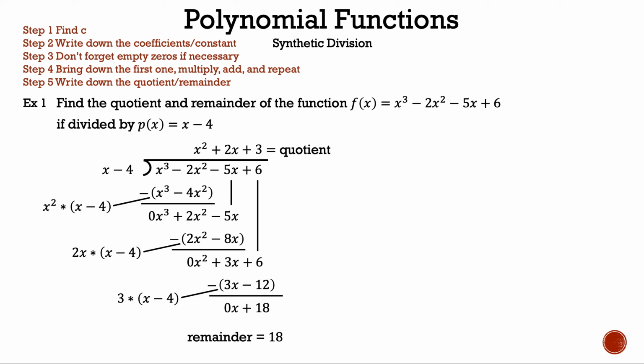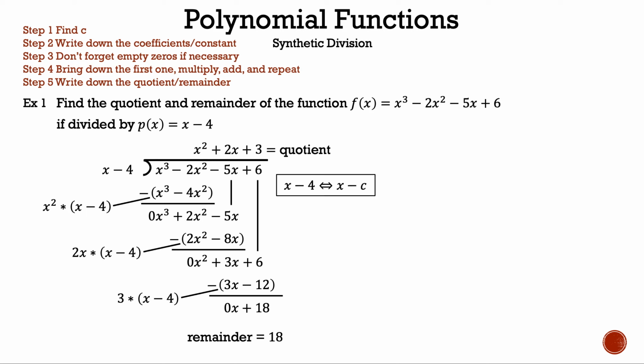First, let's show the result of dividing x cubed minus 2x squared minus 5x plus 6 by x minus 4 using long division. You can watch the exact question using long division in another video. So the quotient is x squared plus 2x plus 3, and the remainder is 18. Now that we know what we're looking for, let's find it with synthetic division.